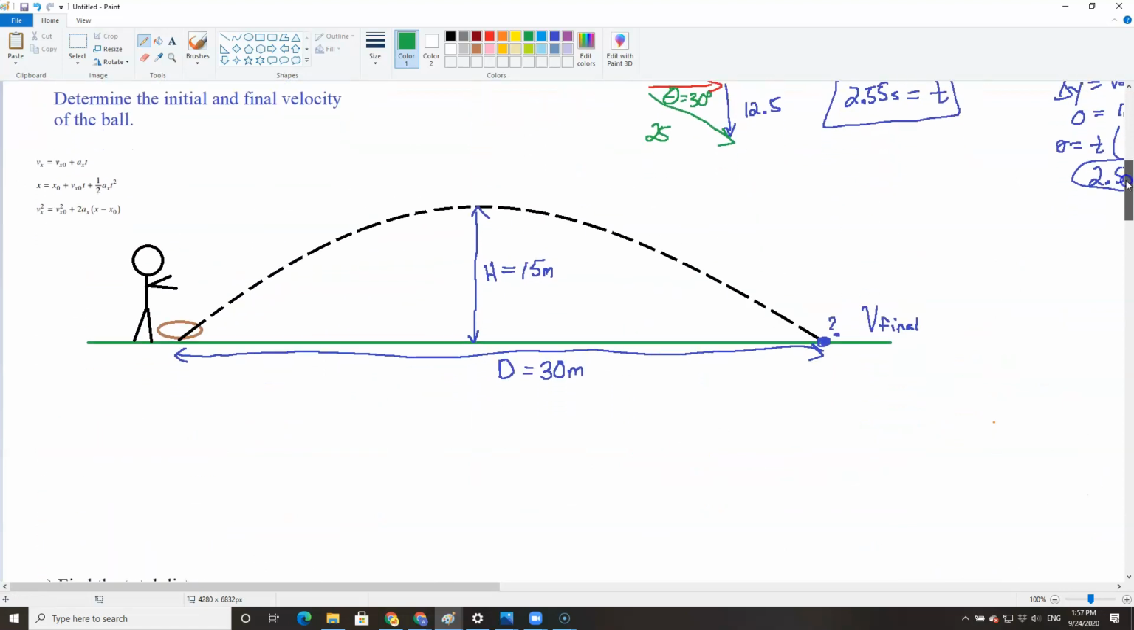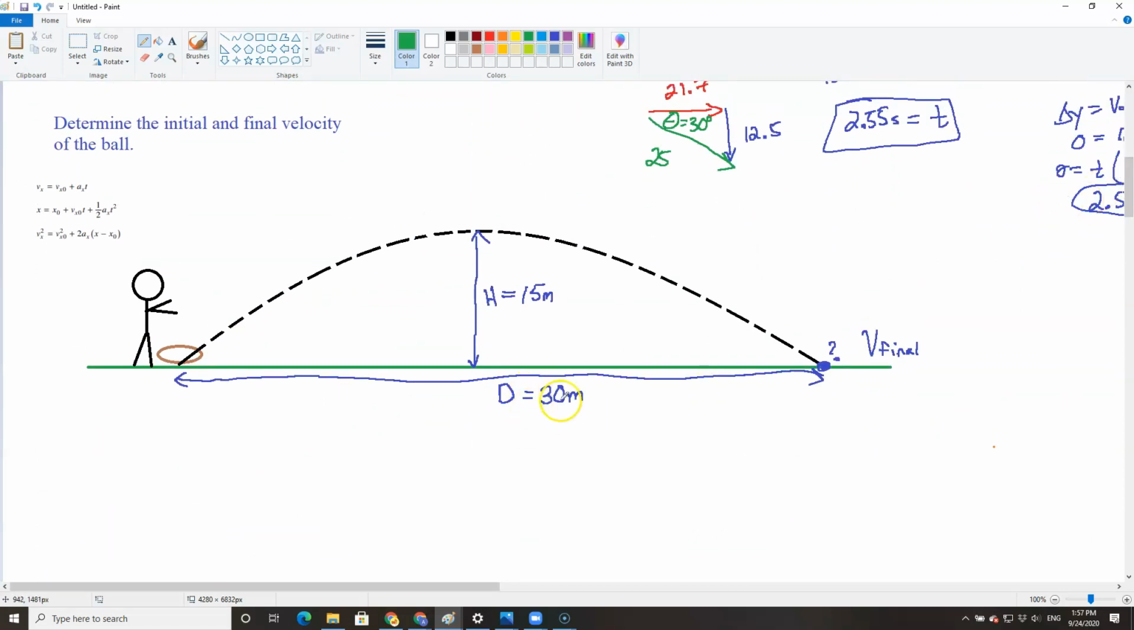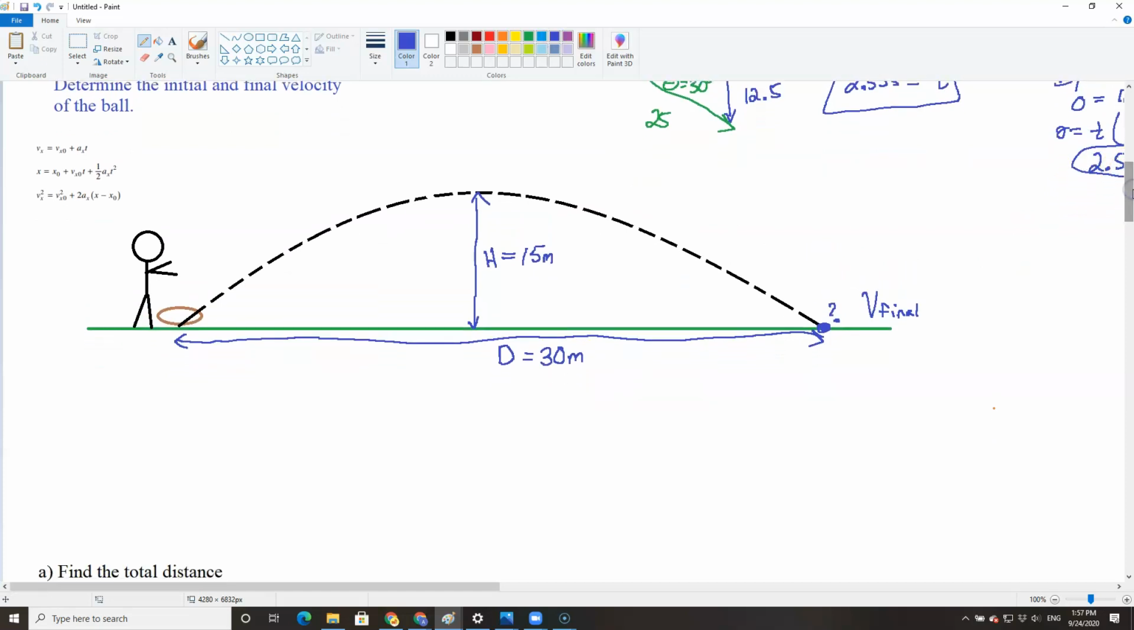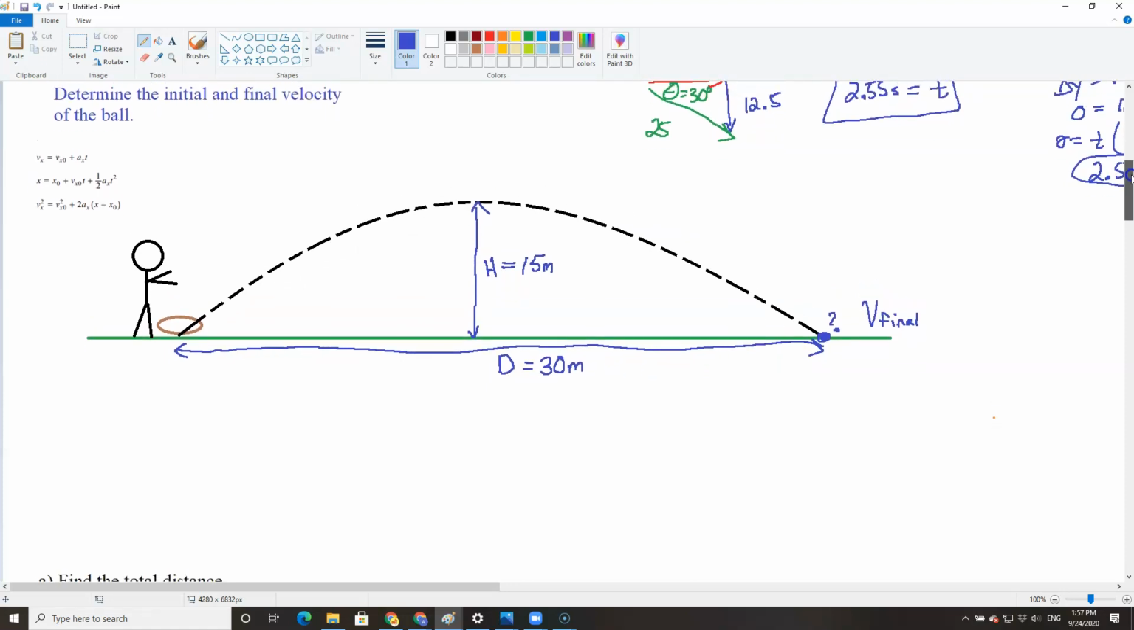Moving on to this second problem. This time I'm given the distance and I'm given the height. So here's what we'll do for the second problem. I'm going to rush through this fairly quickly. The video is going to speed up, but I'm going to follow the same format that I did before. My only goal is to determine the initial and final velocities. So I'm going to stop talking and the camera's going to speed up as I solve through this.